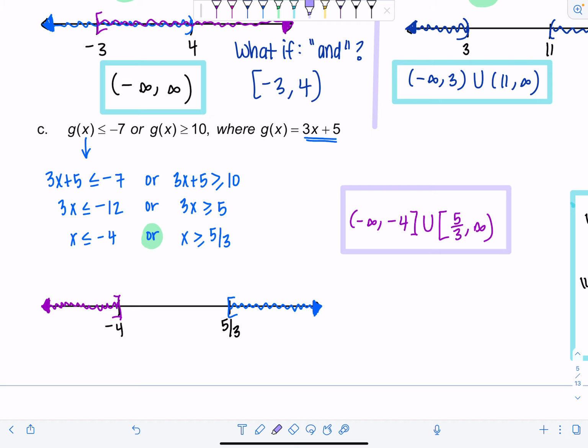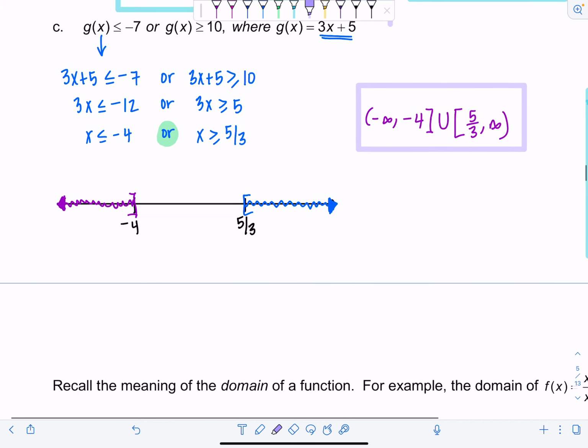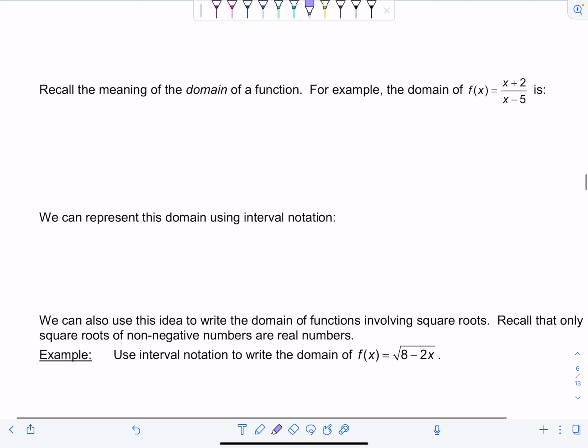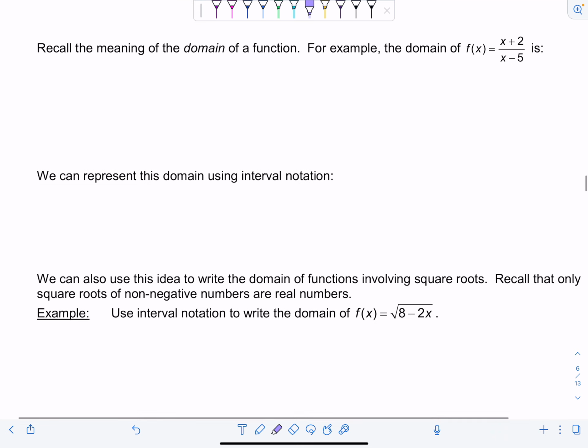Okay, now let's get a little fancier. We're going to revisit the idea of domains of functions. So recall the meaning of the domain of a function. It's the set of all values for the independent variable, usually x, for which the function is well defined, meaning you can plug it in and get a real number that makes sense. For example, the domain of f of x equals (x plus 2) over (x minus 5) is going to be what? Well, remember, anytime we have variables in the denominator, we got to make sure that the denominator doesn't equal 0. So in this case, we have a restriction.